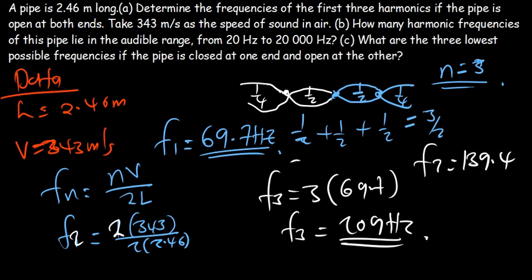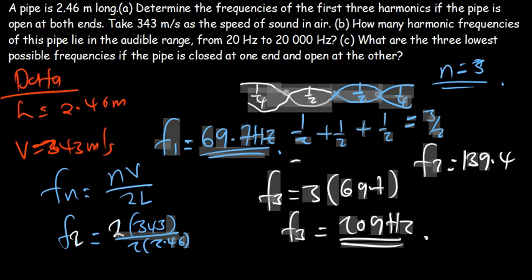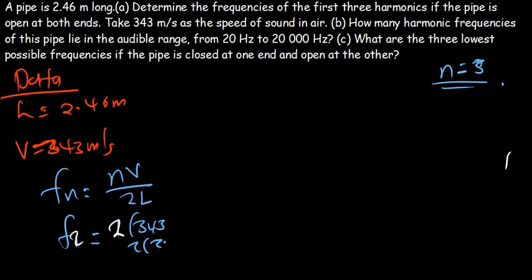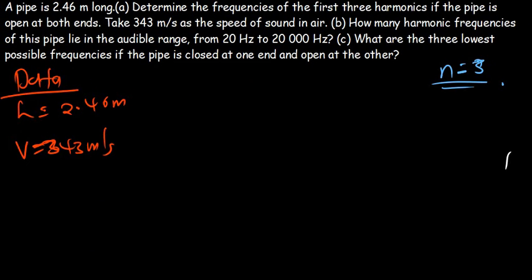Now the next question is asking how many harmonic frequencies of this pipe lie in the audible range, from 20 hertz to 20,000 hertz. So we want to find n. In short, they want us to find the value of n. To find the value of n in this case, if we want this to be in the audible range, we have to say Fn will be equal to n times v divided by 2L. Our goal is to find the value of n. Let's make n the subject of the formula.